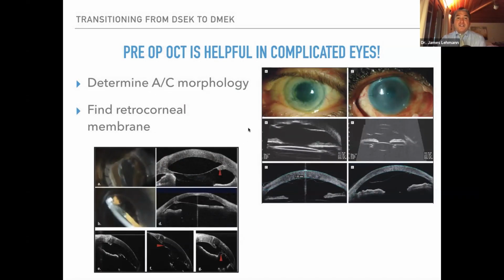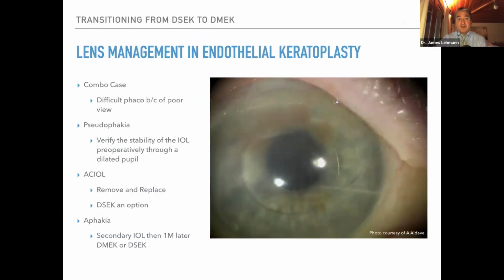This is a good tip: you want to do pre-op anterior chamber OCT in complicated eyes. This is going to help you plan your surgery and make sure you don't have any surprises when you start the surgery. It'll help to determine if there are any membranes, how extensive the PAS are, etc. I recommend this especially when you don't have a great view into the anterior chamber.